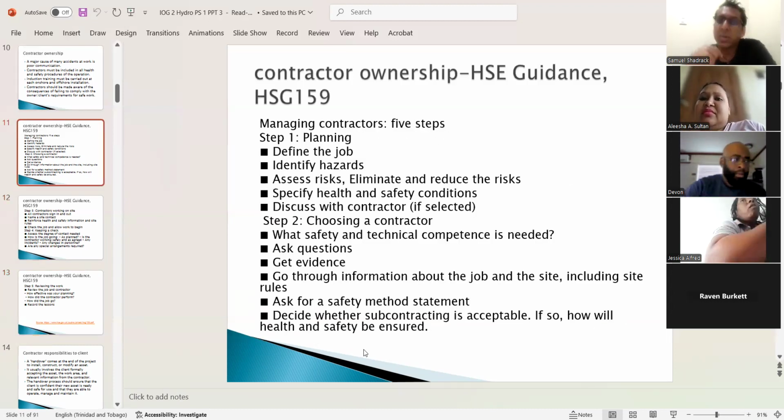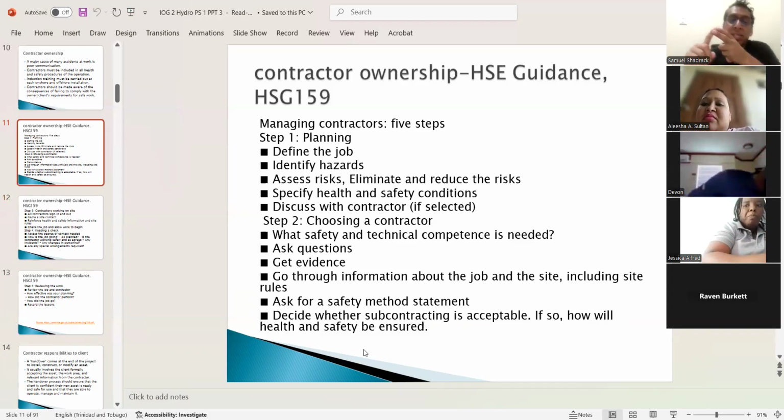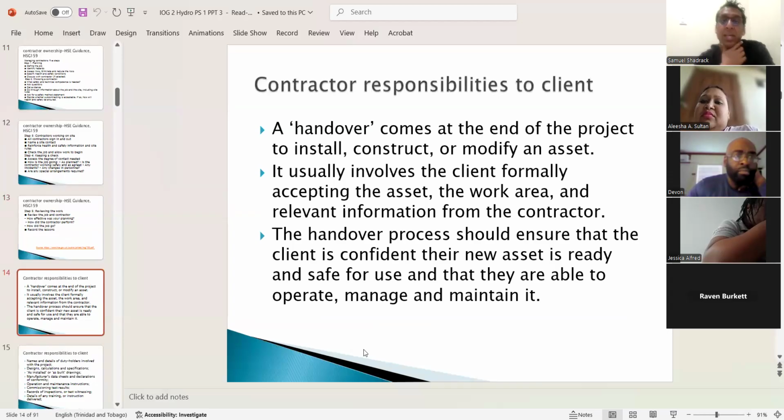So this one is me. It's not based on the guidance, I'm just letting you know, this is me. Just the steps in managing a contractor. So planning the job, choosing a contractor, monitoring the contractor. Maybe you could go with one more, which is a review of the contractor's work after a certain time, or maybe even when the job is actually finished anyway.